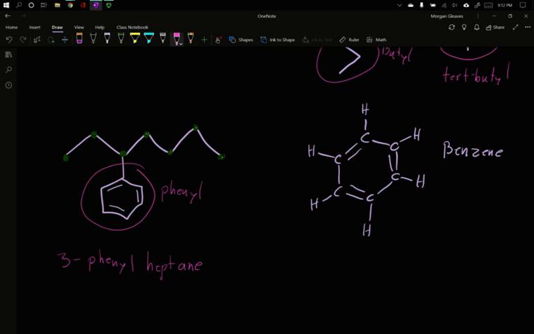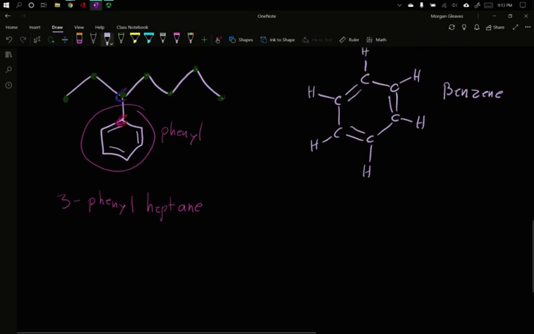Now this means that the ring carbon directly bonds to the main chain carbon. So this carbon right here must directly bond to this carbon right there. If your ring carbon directly connects to your main chain, it is a phenyl.